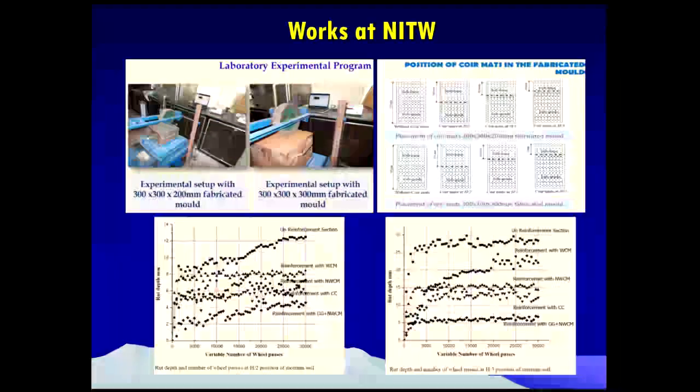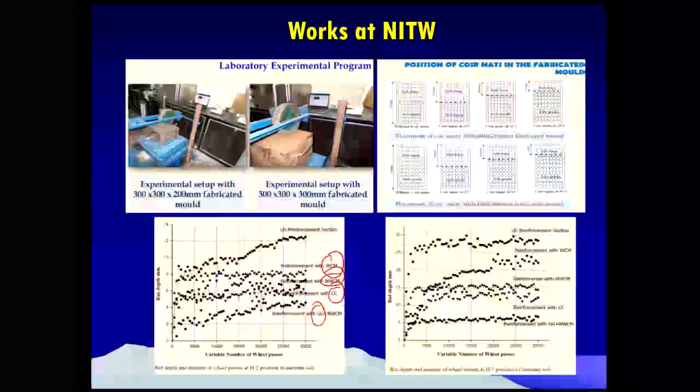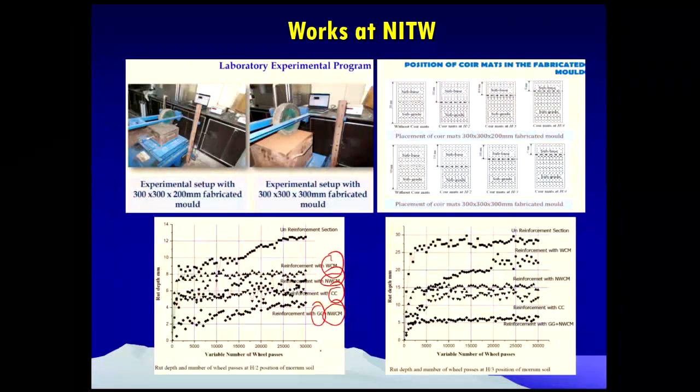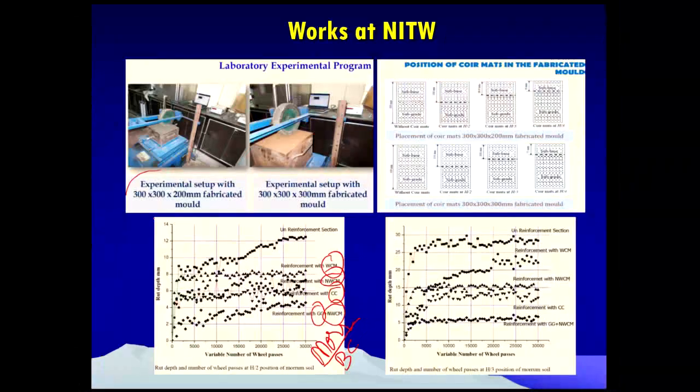Now we have done this at NIT Warangal. One of my students, a PhD student, did this the year before last. He took different materials: woven coir mat, non-woven coir mat, coir composite, and geogrid plus non-woven coir mat, within a morum soil as well as a BC soil. And he fabricated a mold like this, 300 by 300 by 200 and 300 by 200.